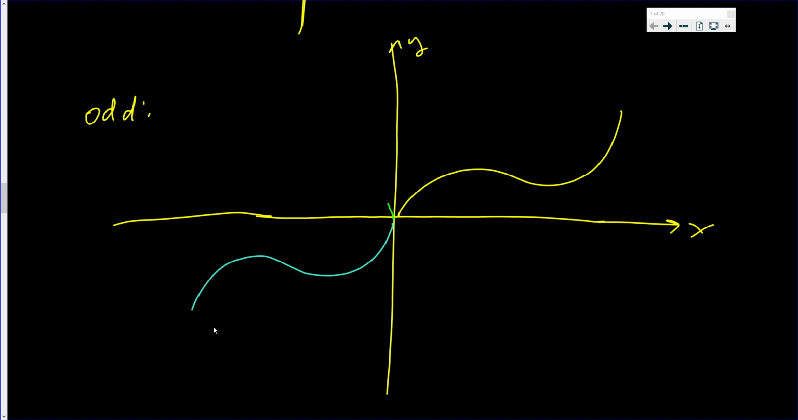If instead I took the yellow and I reflected it first across the x-axis, fine. Now I take this reflection across the x-axis and I reflect it across the y-axis, and I get that. However you do it, you get the blue. Now this pink is not part of the graph. This here is the graph of an odd function.